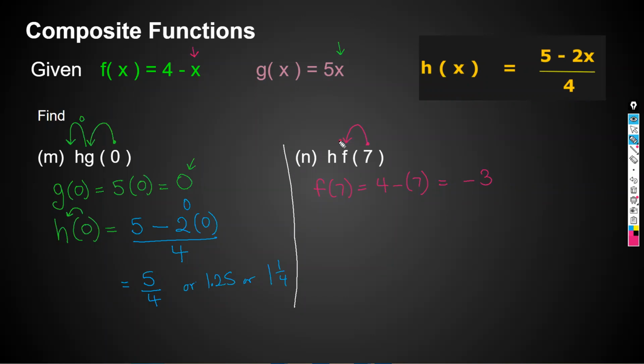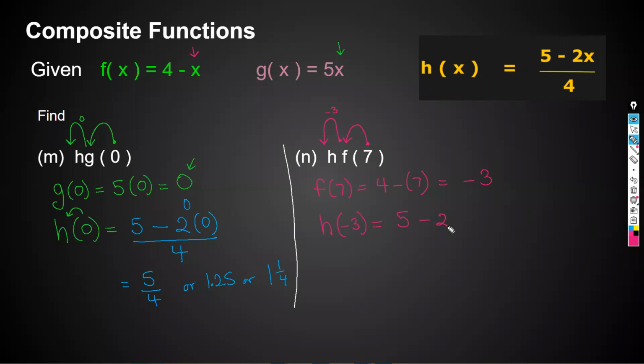So we have to take that answer now and continue the journey and go to H. But what are we throwing into H? The answer we just got. So we are already trying to find, at the moment, H of minus 3. So we're going to go here now.